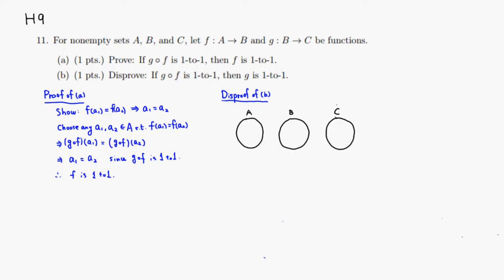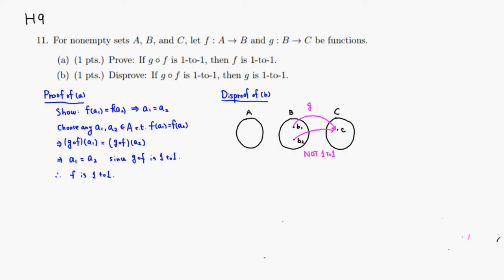So g has to be non-1 to 1, which means that you have to have at least 2 things. So here's maybe b1 and maybe b2, that are mapped to just one element c. So we have this going to c, and this also going to the same c. So you can see that g is definitely not 1 to 1.